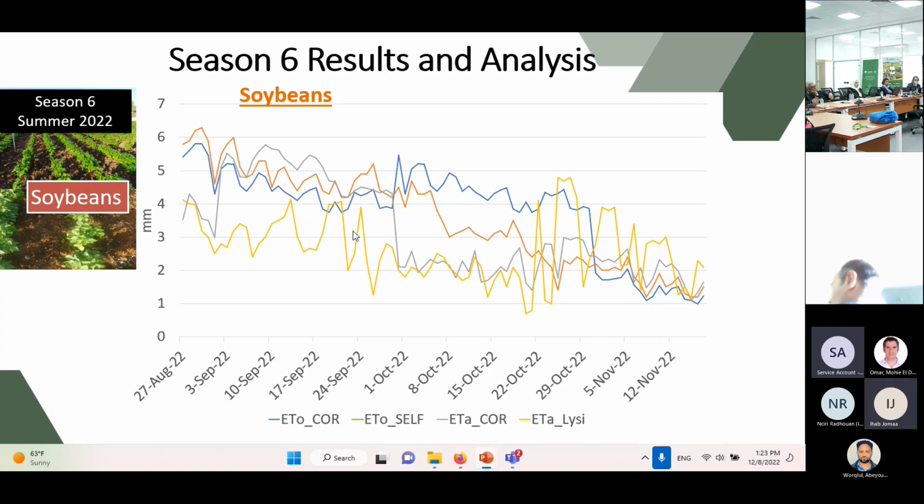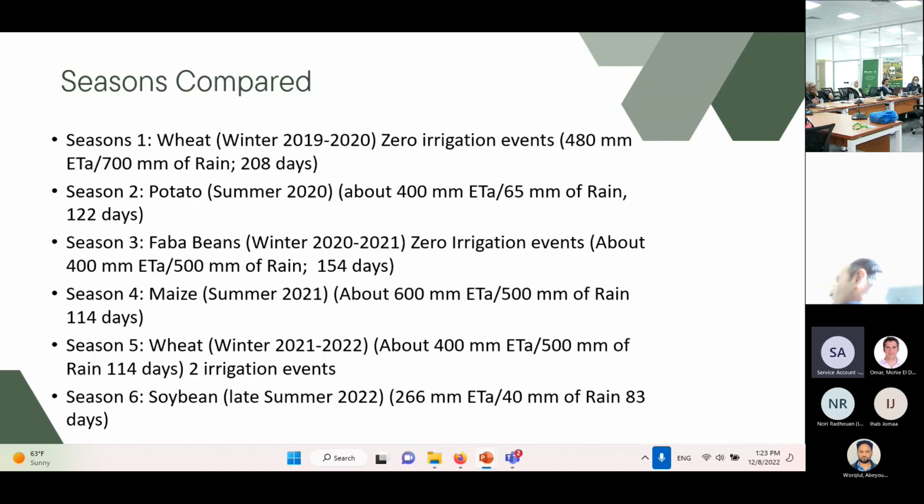This is the only season that we had the lysimeter functioning, and we could find some correlation between the lysimeter and ETA Cordoba, although our lysimeter is not yet well calibrated. So maybe this correlation, which is not very high, comes from the fact that the lysimeter needs more calibration data, as has been done in Jordan.